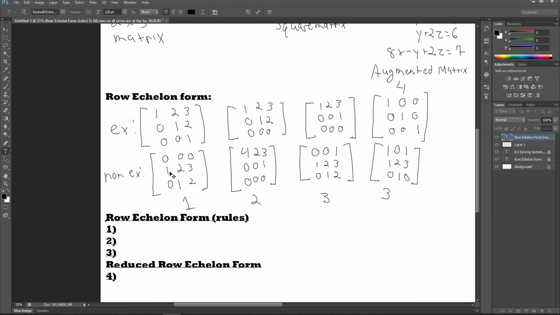So looking at number 1, we see we have a row of all zeros at the top, whereas in our examples, all of our zero rows are at the bottom. So the first rule for a row echelon form matrix is that all rows of all 0s are at the bottom of the matrix.